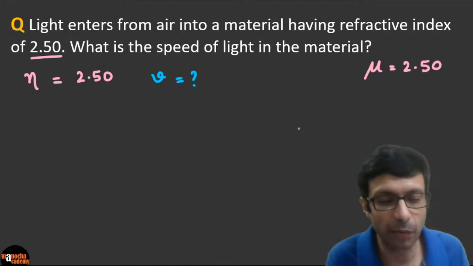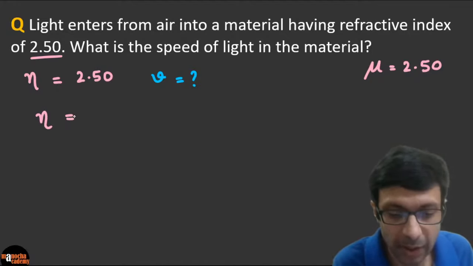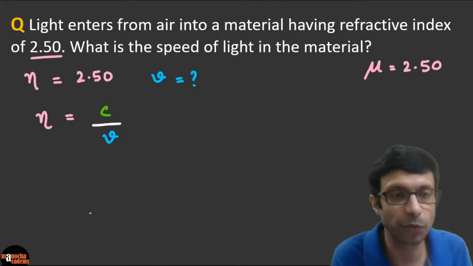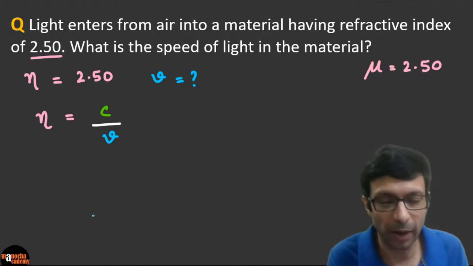So what is the refractive index formula? What's the connection here? So guys, the refractive index is the ratio of speed of light in vacuum divided by the speed of light in the material. Do you guys know this famous formula? Refractive index is C by V. Okay, so come on, use this formula.